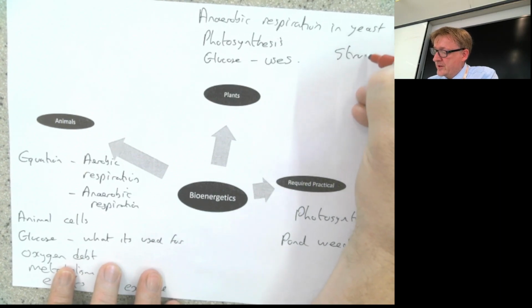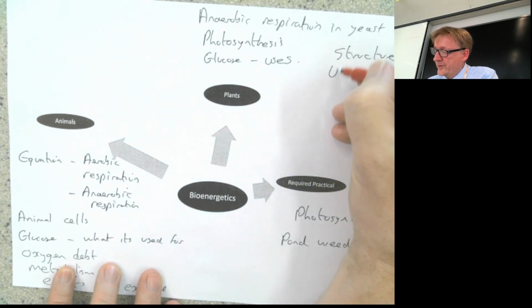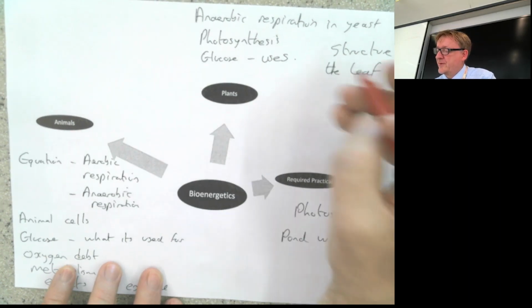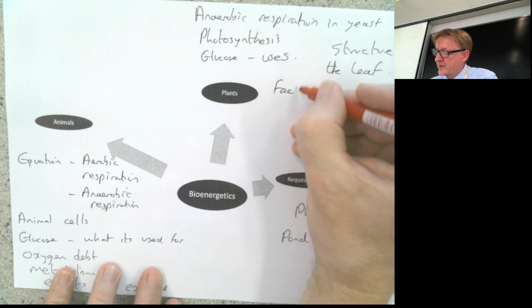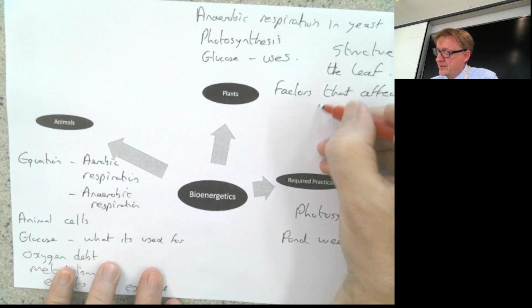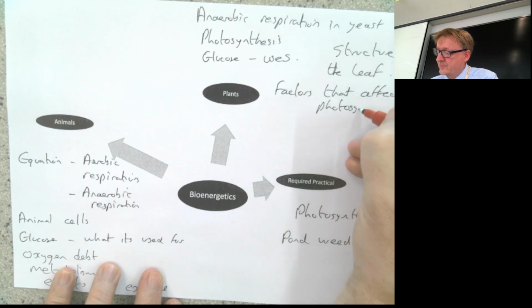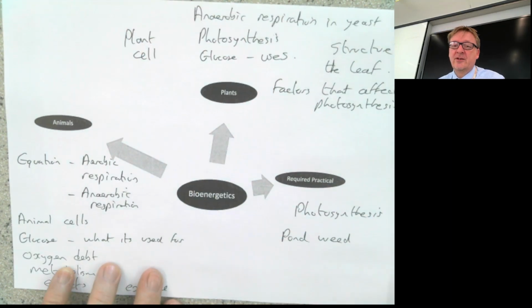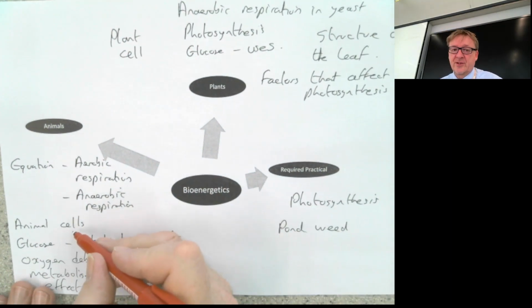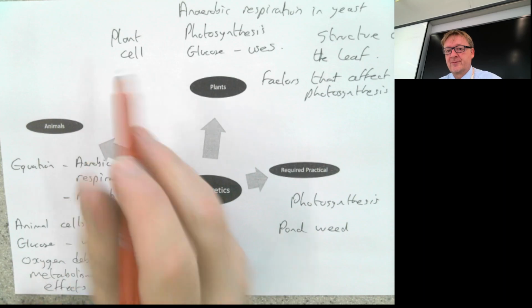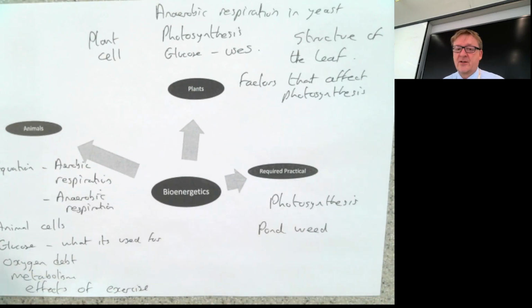You need to know the structure of the leaf, and then just going back to photosynthesis, you need to know about the factors that affect photosynthesis. And the final one, plant cell. Again, you need to know the structure, just like you did down here for an animal cell. You need to know the structure of the plant cell with all the jobs of each individual part. Okay, that is then the bioenergetics topic.